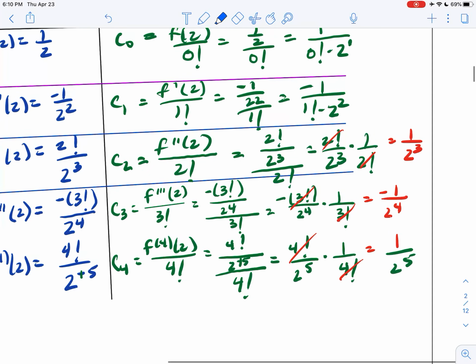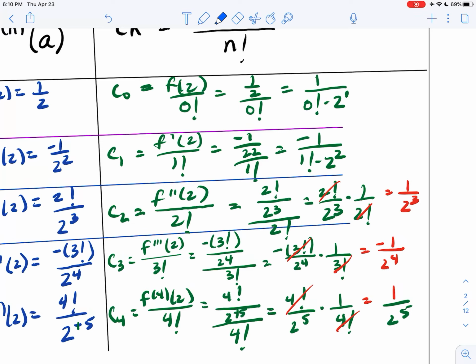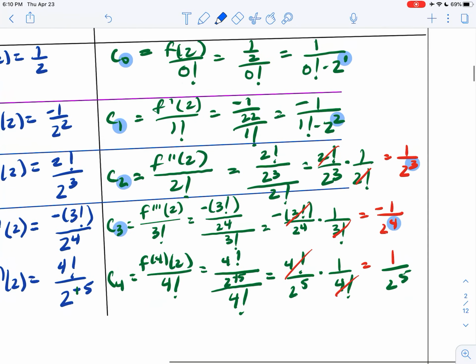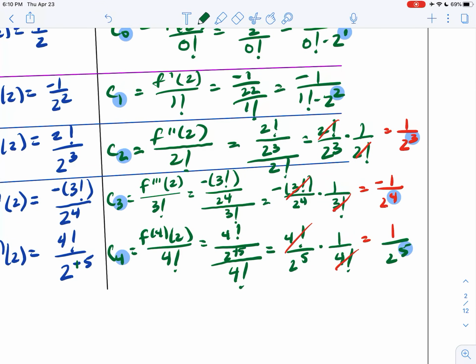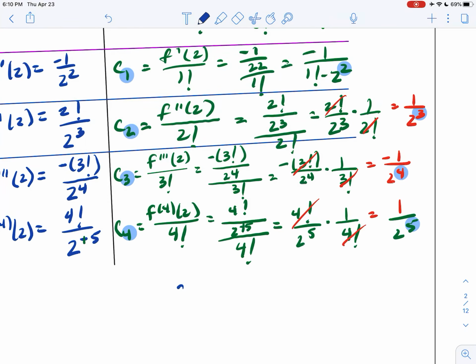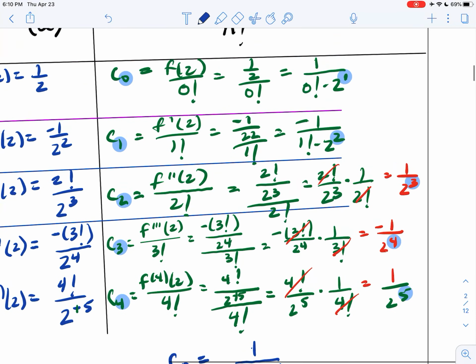All right. So taking a look at some pattern recognition here, I noticed that with C sub 0, I get 2 to the first power. With C sub 1, I get 2 to the second power. With C sub 2, I get 2 to the third power. And with C sub 3, I get 2 to the fourth power. And with C sub 4, I get 2 to the fifth power. So I at least have in my C sub n a 1 over 2 to the n plus 1.